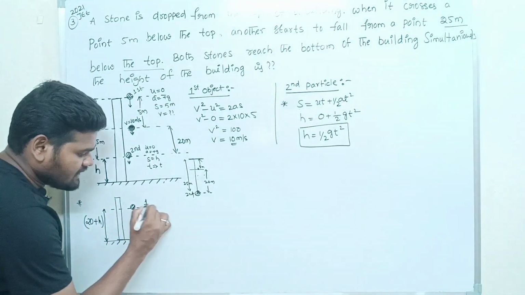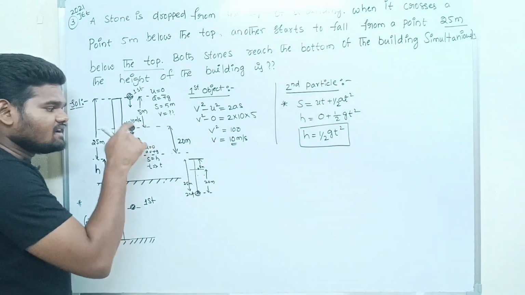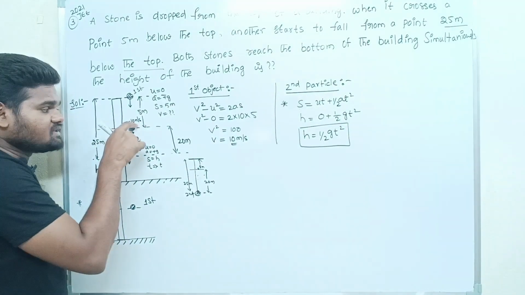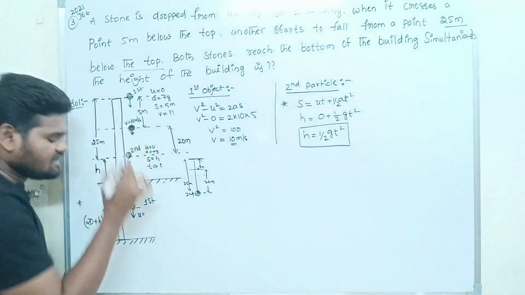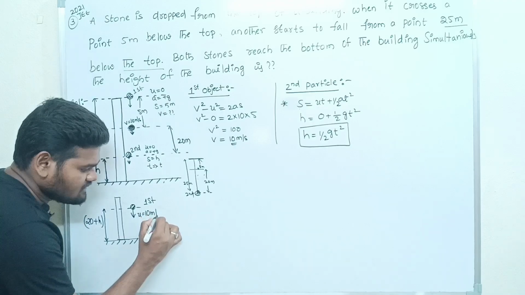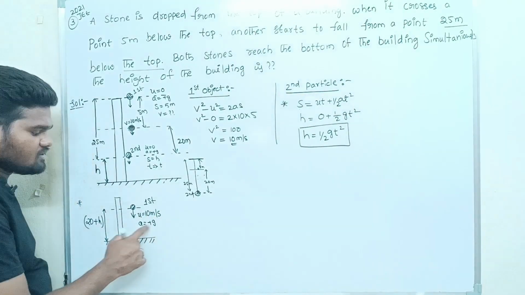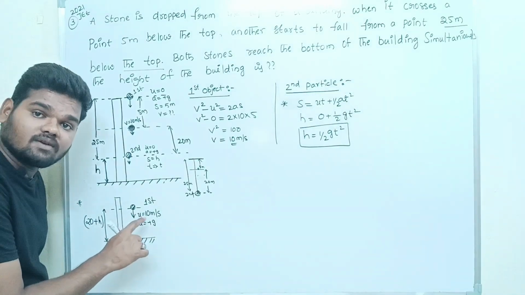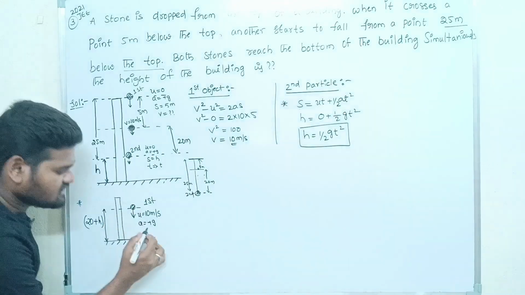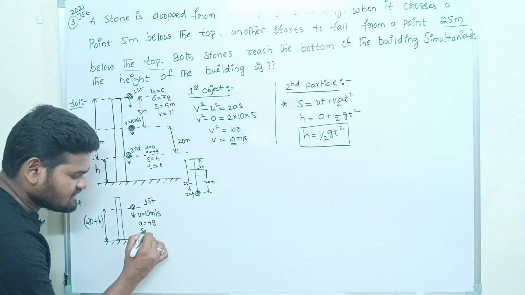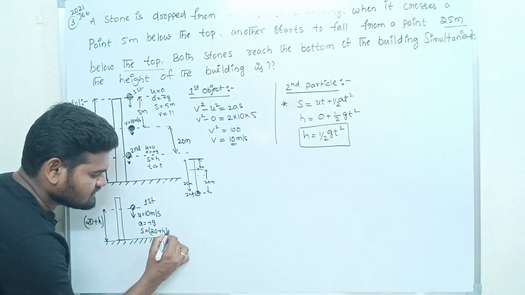Now this first particle has a velocity of 10 meters per second at this height. Considering this as the initial velocity, 10 meters per second, and this object is moving towards the ground, its acceleration is equal to how much? a is equal to plus g. This object is at a height of 20 plus h meters. That means the distance traveled by this object, s, is equal to 20 plus h meters.